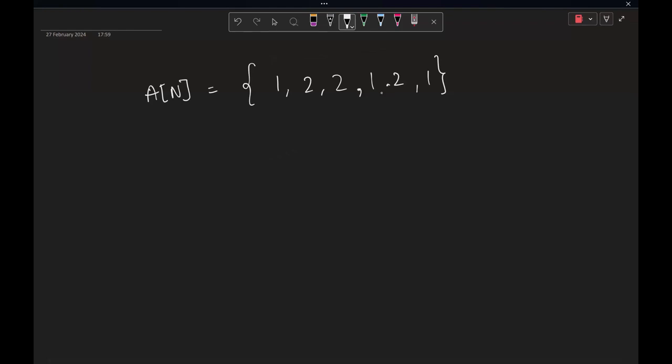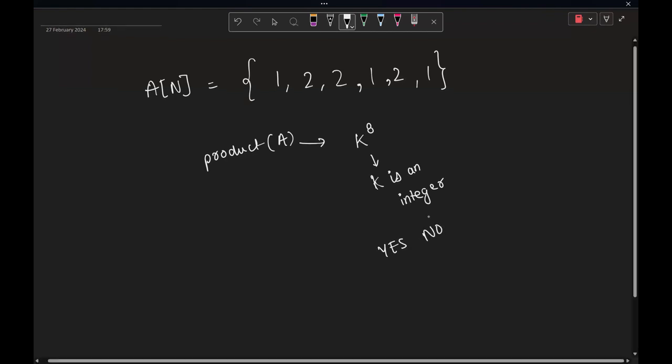We have been given an array of size n, and we have to tell whether the product of the array A, basically all the elements of the array, can be represented as k raised to the power 8 for some integer k. Like k is an integer here. Whether it is possible or not. So our answer will be either yes or no. Let me give you one example.